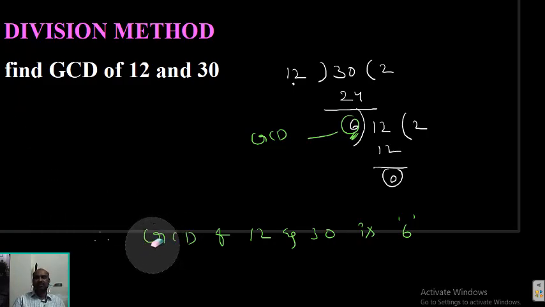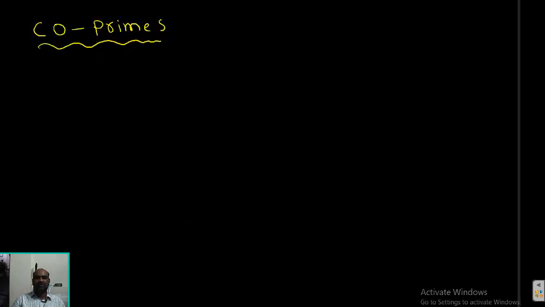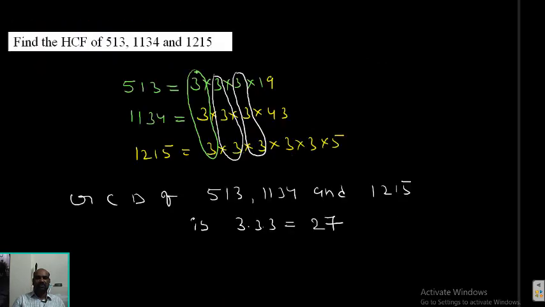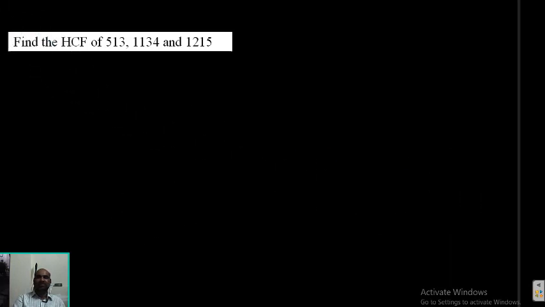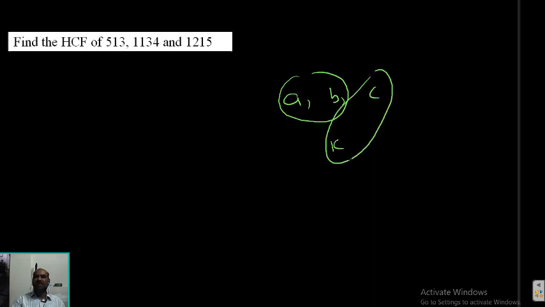I want to use another example for that. Now, for example, you want to find the GCD of A, B, C. First of all, try to find the GCD of A and B by using the long division method. For example, it would be K. Then after that, find the GCD of K and C by using the long division method.